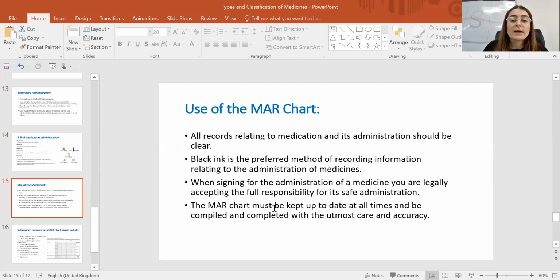Use of the MAR chart. In general, all records relating to medication and its administration should be clear. Black ink is the best way to record information on the MAR chart. Also, when signing for administration of a medicine, you, as a healthcare worker, are legally accepting the full responsibility for its safe administration. The MAR chart must be kept up to date at all times, and also completed with utmost clarity and accuracy.